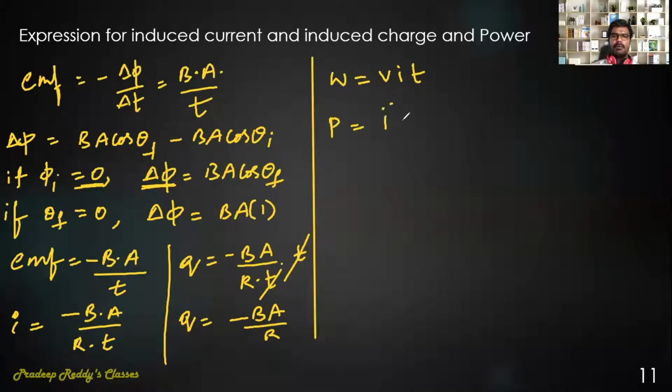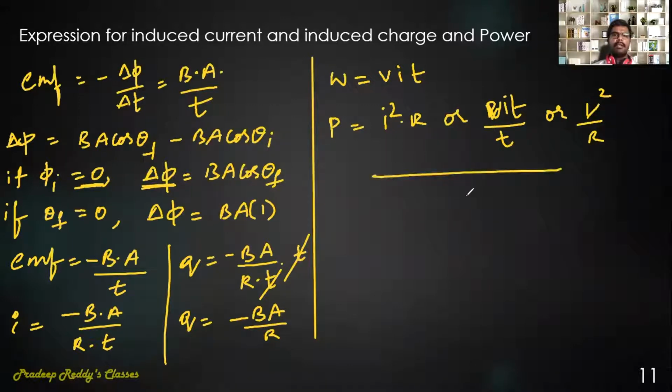Power P is equal to I square into R, or you can write it as VIT divided by T, or you can write it as V square divided by R. All these values can be substituted here so that you will be getting power, induced charge, whatever is asked in the problem. Same equations we have done in the previous slide, they are being repeated here.